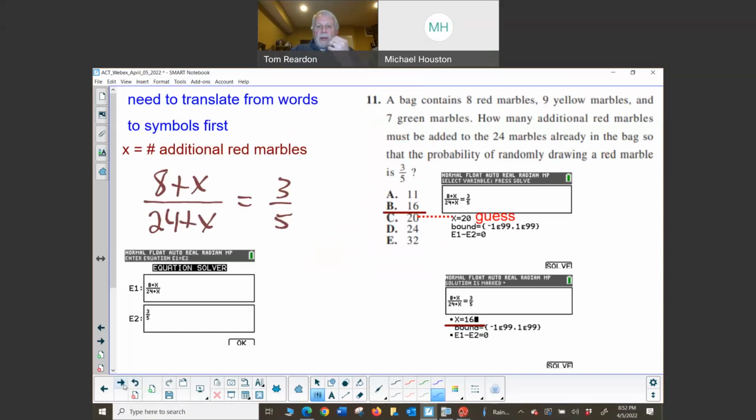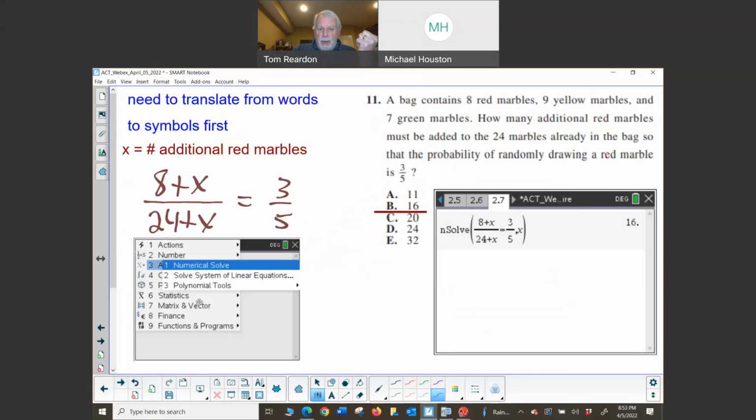This one, I'll just illustrate. It actually says how many additional marbles would you get, so you're now at 3/5. You could solve that here, because this one I thought was a little more complicated than I would want for a number 11. And also you could do numerical solve with the Inspire.